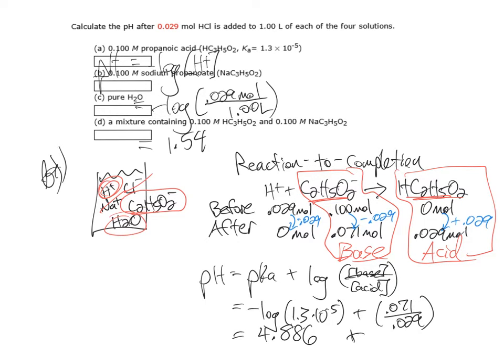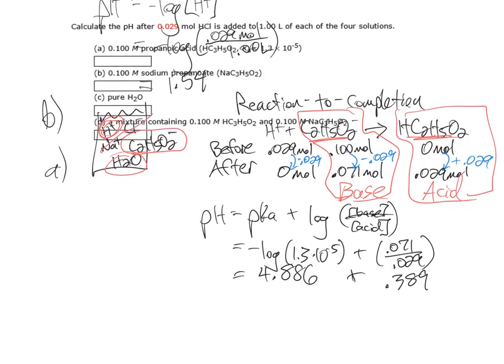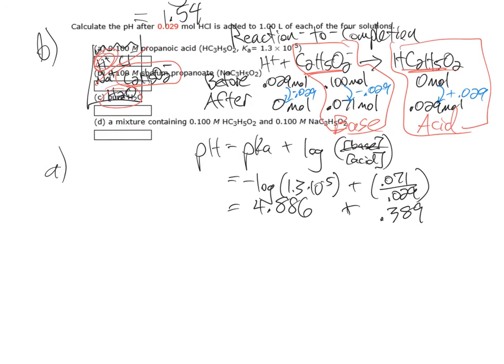4.886 for the pKa and 0.389 for the other. We just add the two together and get 5.275 for the pH.